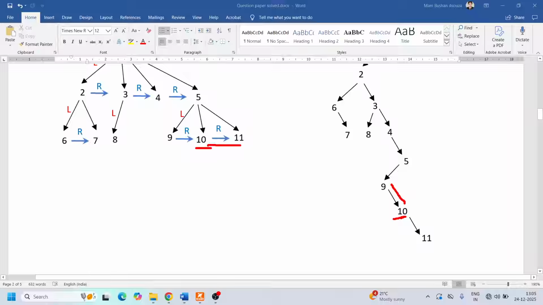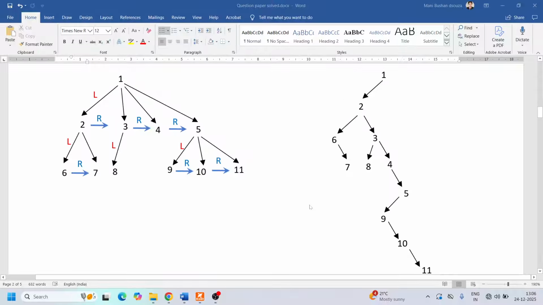10 has the right child as 11. So when you have done this, that means you have traversed the entire tree here. Nothing is left over. You have used all the nodes here. So that means you have created a binary tree.